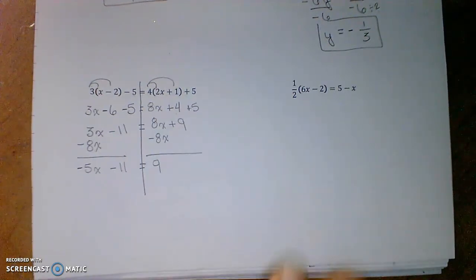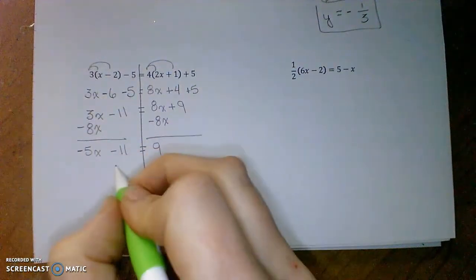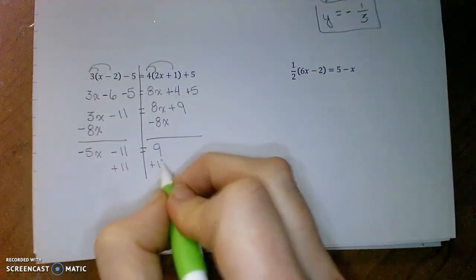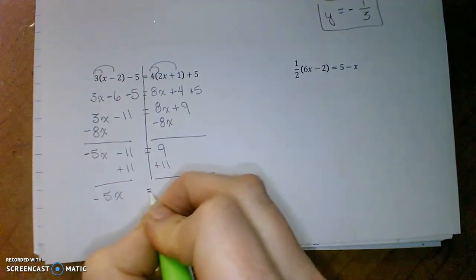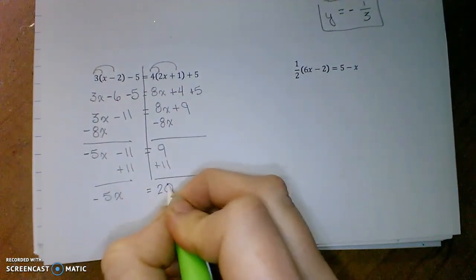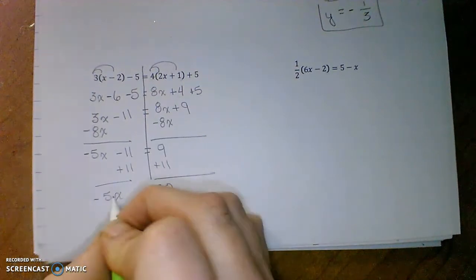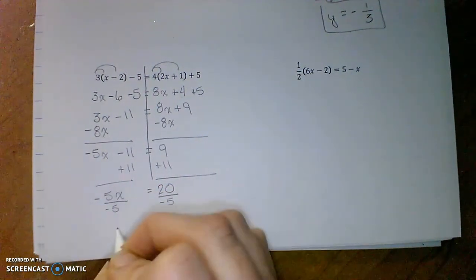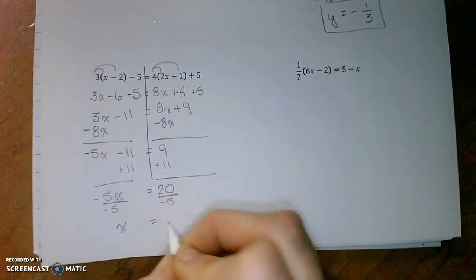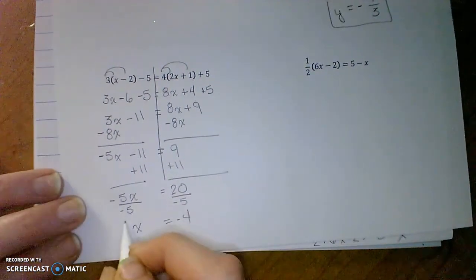Now I can finally use our familiar steps. Add 11 to both sides to get -5x on the left, and 9 plus 11 is 20 on the right. And finally, undo the multiplication by dividing both sides by -5. You get x equals 20 divided by -5 is -4.